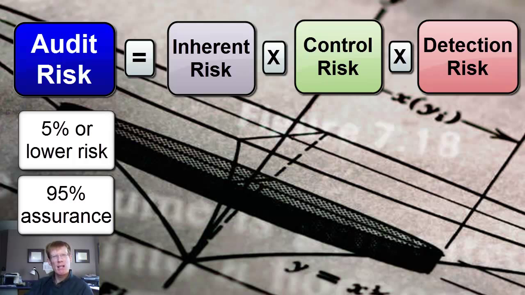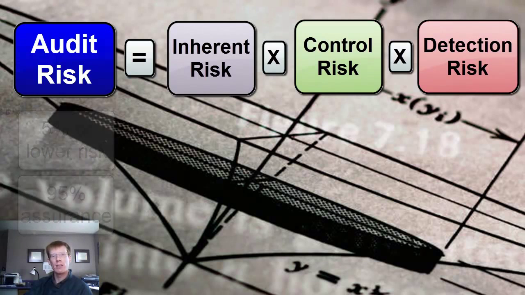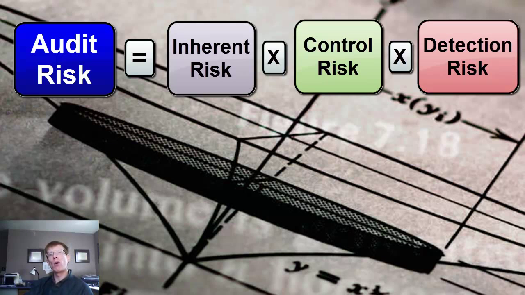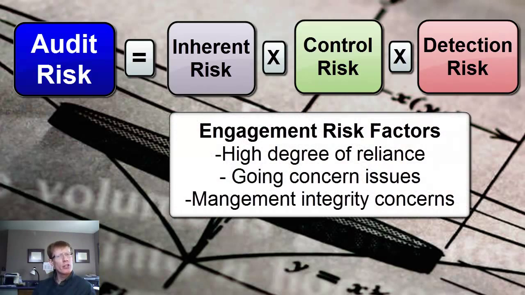Now, generally speaking, the more risky the engagement, the lower the level of audit risk the auditors are willing to take on. Why is that? Well, simply because the risky engagement, for example, one where a company has a high likelihood of failure, exposes the auditor to greater threats of litigation. The key areas to consider in assessing engagement risk are the degree to which the external users will rely on the financial statements. The greater the reliance, the greater the engagement risk.